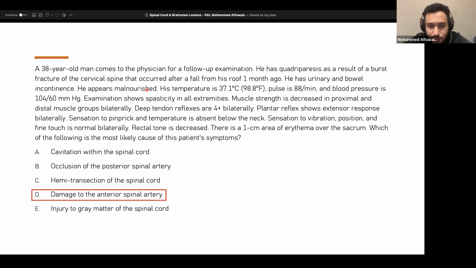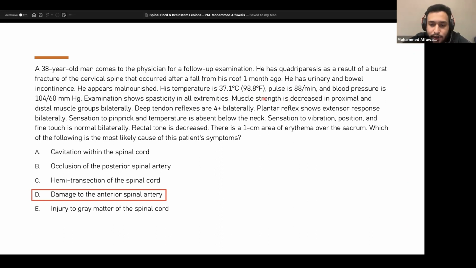And another thing that you might need to look into is that there's a fracture, which might lead to disruption of blood supply because of damaging of surrounding structures with a fracture of a vertebra. So that leads to decreased blood supply, but that's not as significant. What you need to look into is what are the other things. Spasticity in all extremities, because it affects the corticospinal tract on both sides.